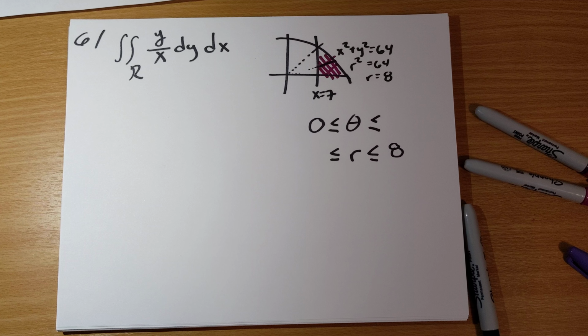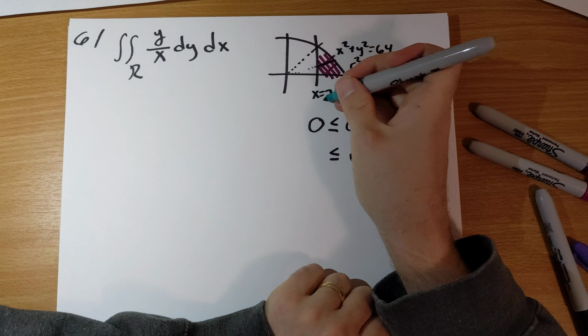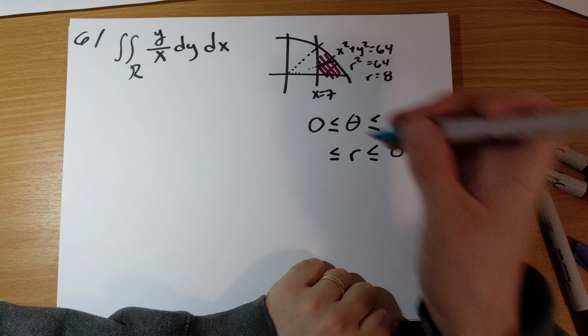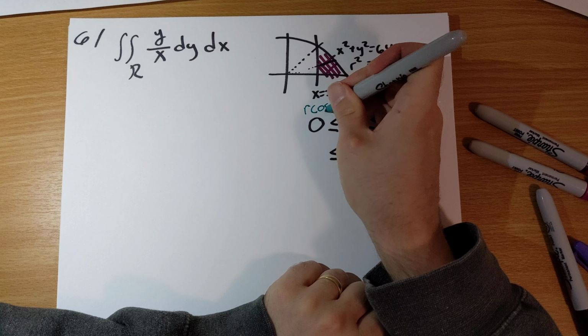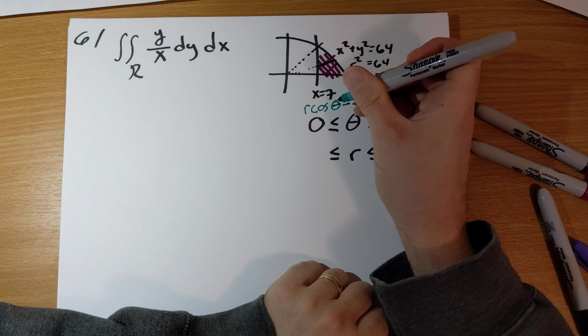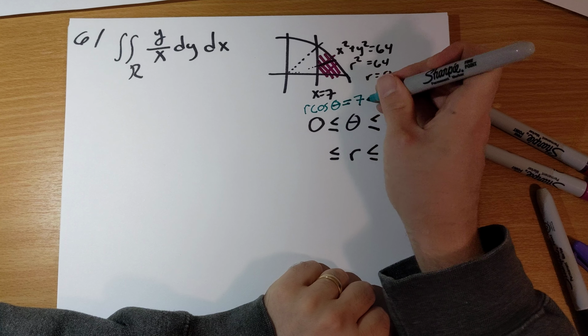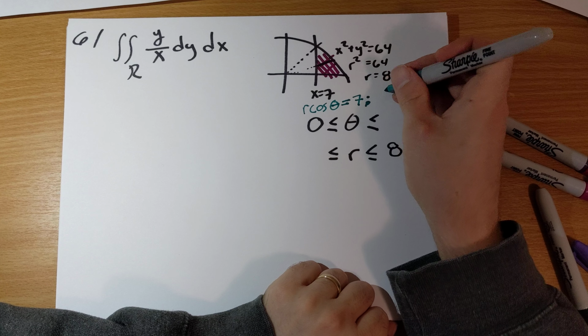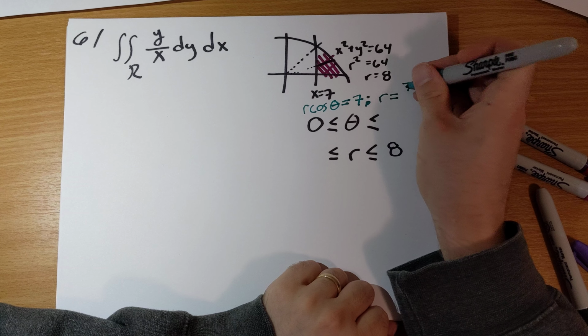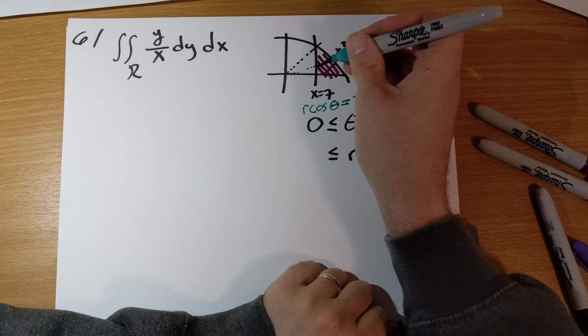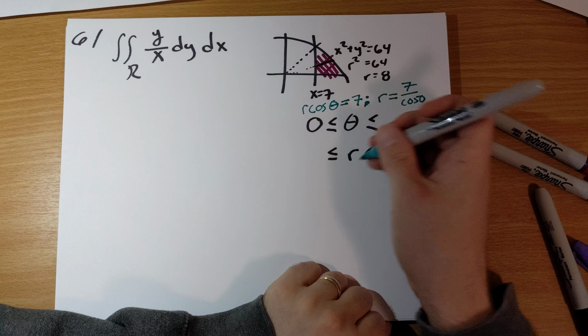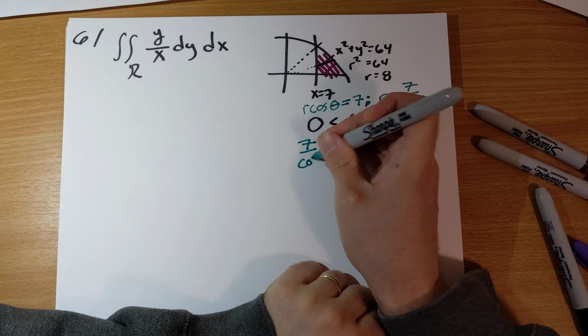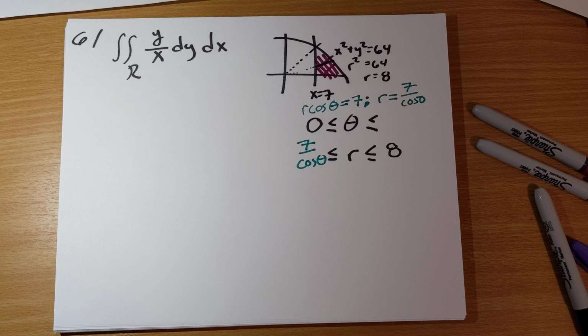Now, that leaves theta upper bound and r lower bound. The r lower bound is going to come from x equals 7. Well, x is r cosine theta, so r cosine theta equals 7 here. Divide both sides by cosine theta. r is equal to 7 over cosine theta. So our lower bound here is going to be 7 over cosine theta, or you can write that as 7 secant theta.